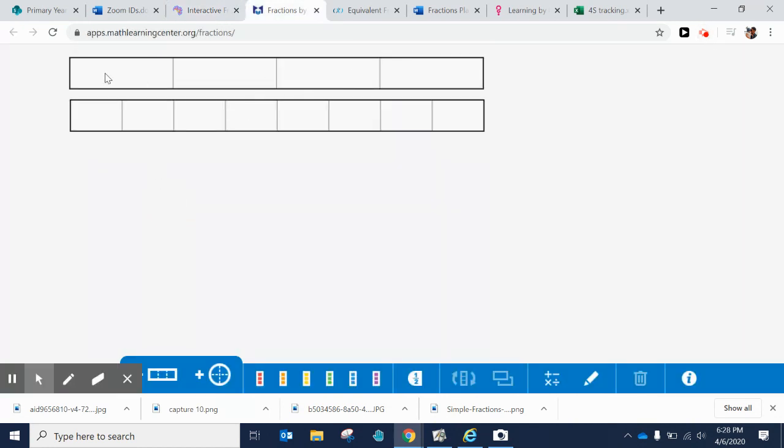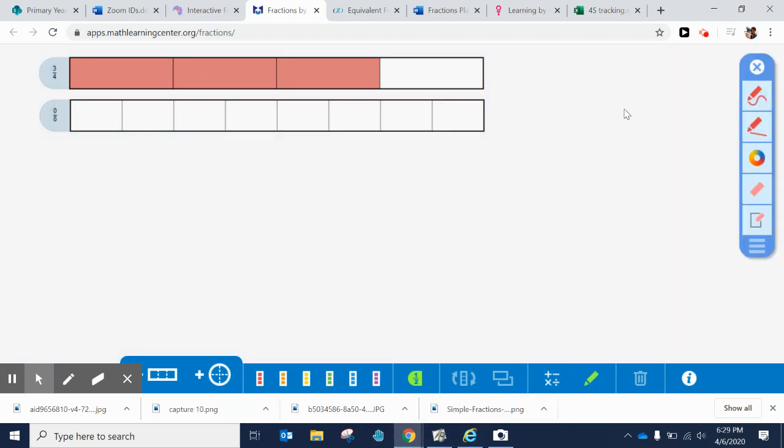Here, I've got a shape that's been split into quarters and a shape that's been split into eighths. Colour in 3 of those quarters. So you can see 3 quarters, 3 out of 4 have been coloured in. So 3 quarters is equivalent to how many eighths? So if we just applied the maths, whatever we do to the top, we must do to the bottom.